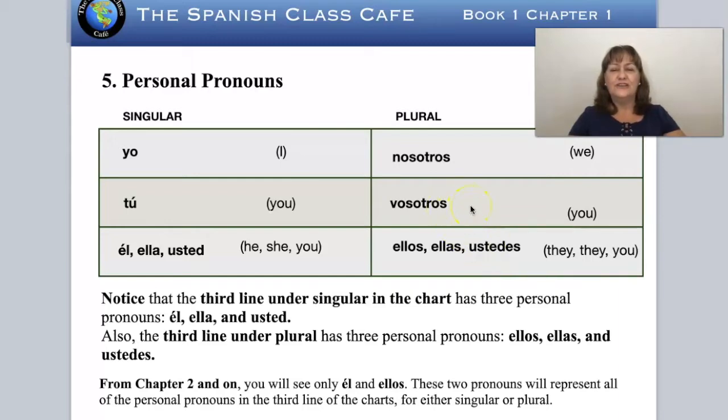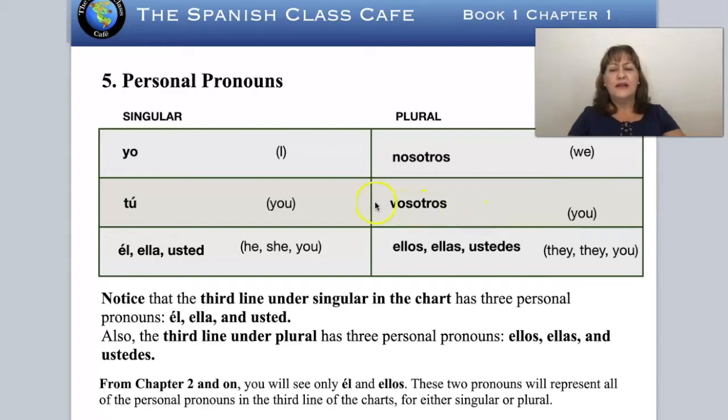Then vosotros is not used in Latin America. Vosotros is used in Spain. In my classes, I'm going to teach you a little bit about vosotros, because if you travel to Spain, you want to be familiar with vosotros. Also, if you read a children's book written by a Spanish person, then you will hear vosotros.